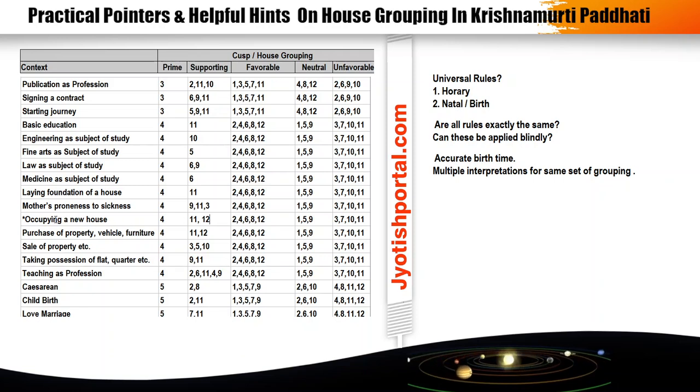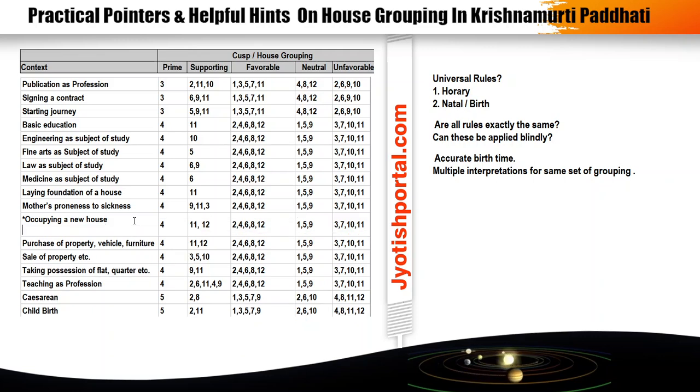I don't know if it is about purchasing a new house or occupying a new house, but either way, this combination 4 and 11 alone is not sufficient, because these days people don't construct a house, they just buy a ready-made apartment. When they are buying a ready-made apartment, or what is called a flat, that's a constructed property. So in that case, the 6th house and the 9th house also have to be there.